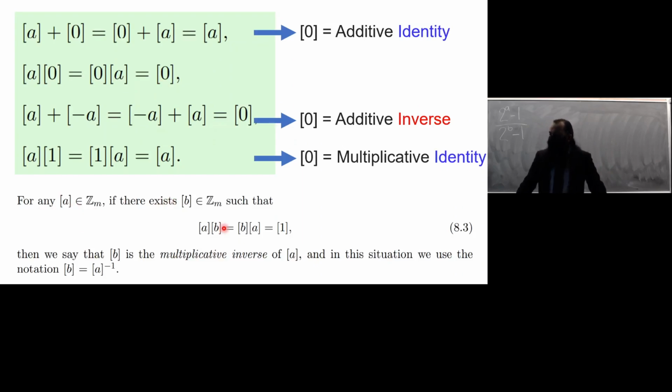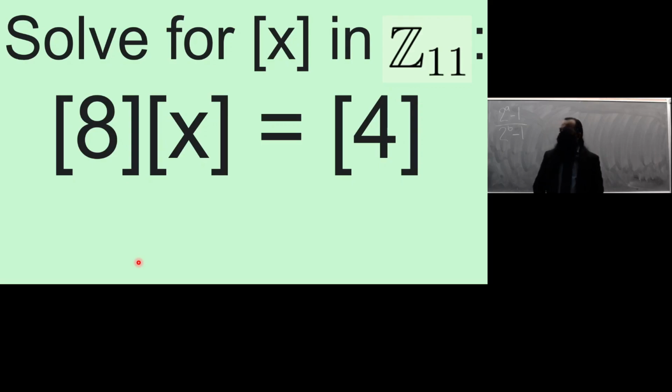So for any a, the b such that a times b equals 1 is the multiplicative inverse. If a times b equals 1, not 0, but 1, then b is the multiplicative inverse. We can call this a to the exponent minus 1 to denote the inverse. Got it? Okay, so solve for x with modulus 11: congruence class 8 times congruence class x equals congruence class 4.